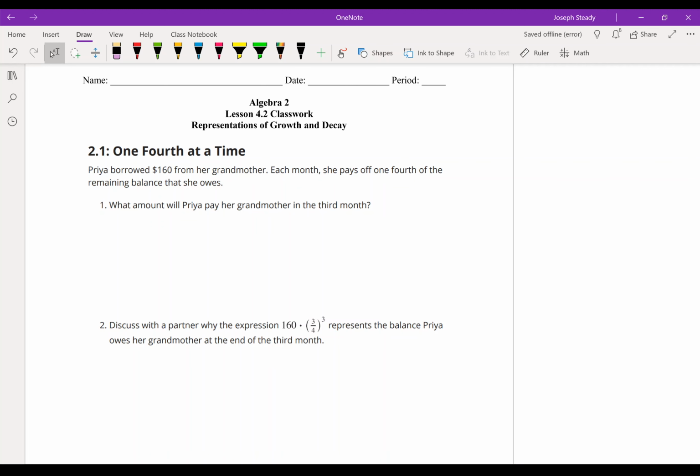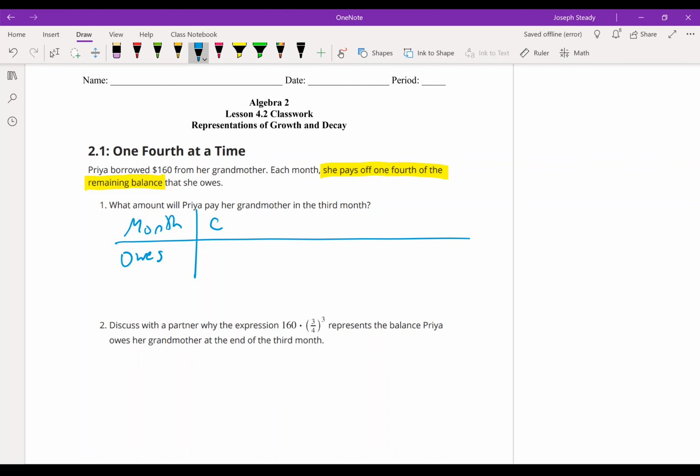So in this first problem here, we are told that Priya borrowed $160 from her grandmother. We then are told that she pays off 1/4 of the remaining balance each month. So let's set up a quick table here to help us think about this situation. We'll have month, and we'll have how much money she owes. So the first question we're asked is, what amount will Priya pay her grandmother in the third month?